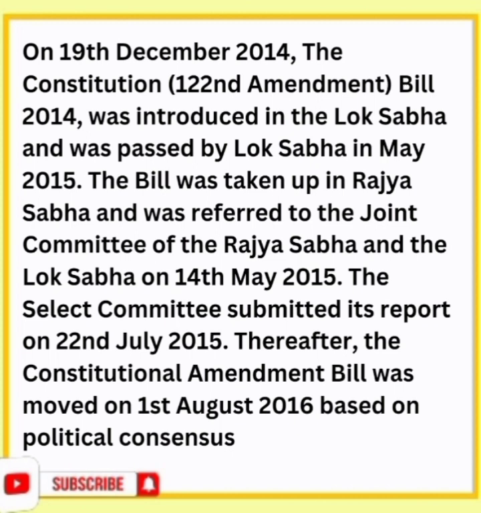The bill was taken up in Rajya Sabha and was referred to the Joint Committee of Rajya Sabha and the Lok Sabha on 14 May 2015. The Select Committee submitted its report on 22 July 2015. Thereafter, the Constitutional Amendment Bill was moved on 1 August 2016, based on political consensus.